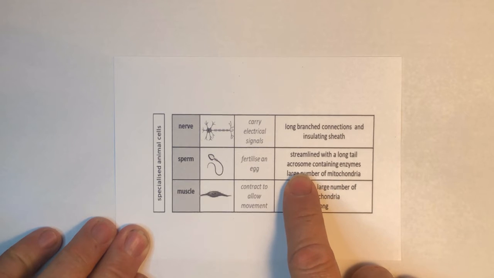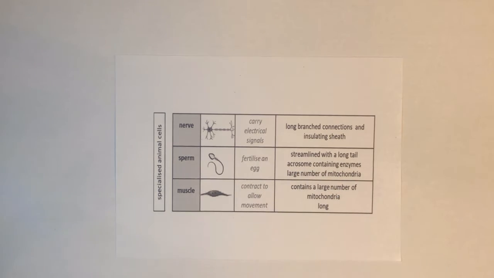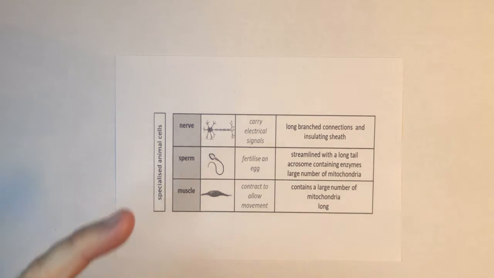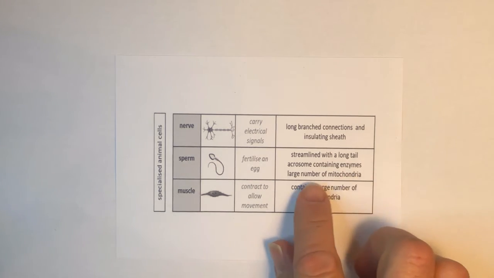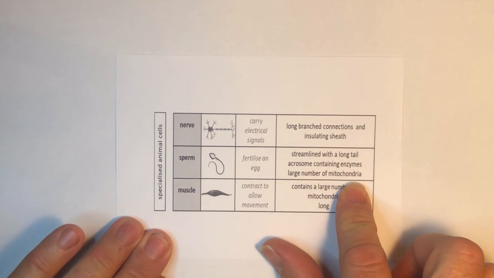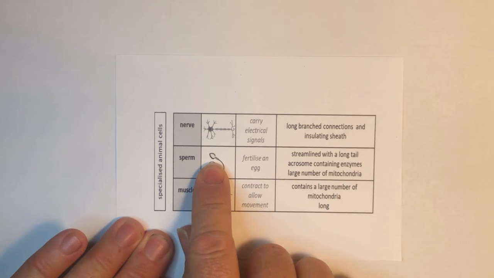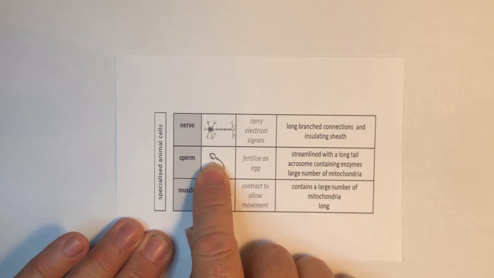The role of the acrosome, which contains the enzymes, is that when the sperm hits into the egg, the acrosome pops, and the enzymes then go and affect the outside of the egg. They also have a large number of mitochondria, which are in that little bit there. The reason there's a large number of mitochondria is because the sperm needs a lot of energy.